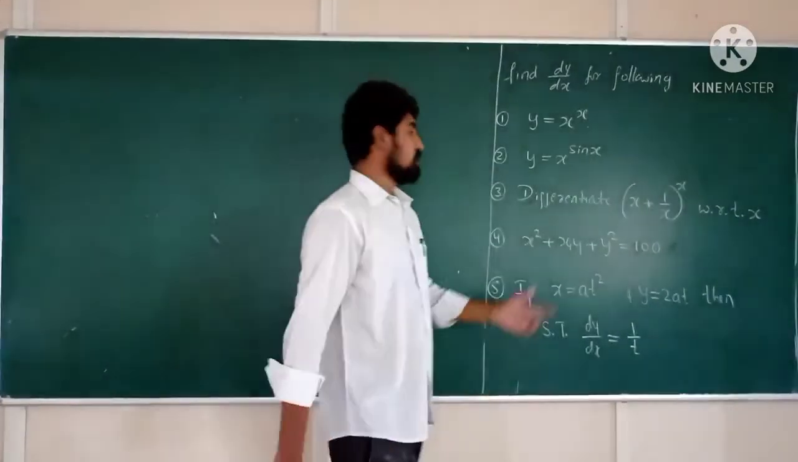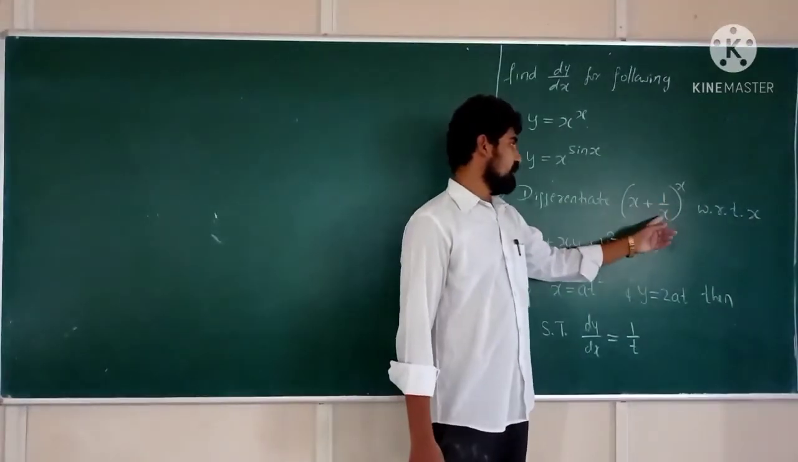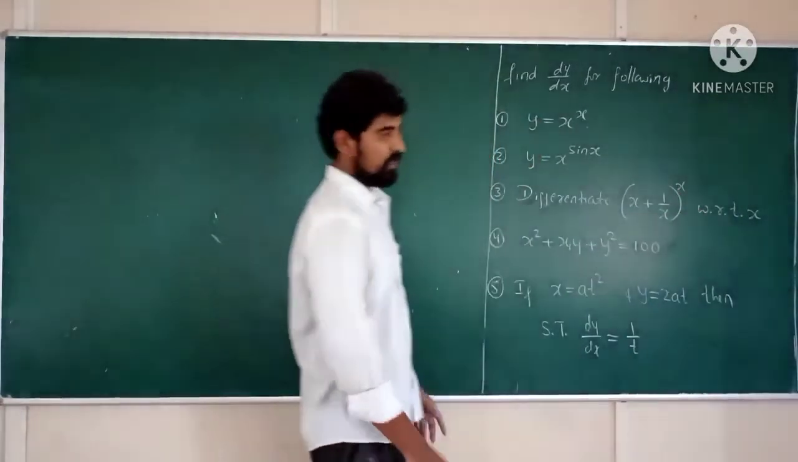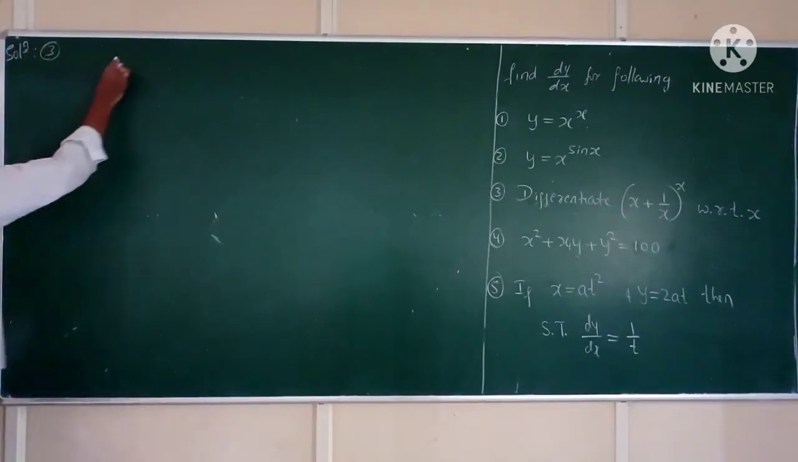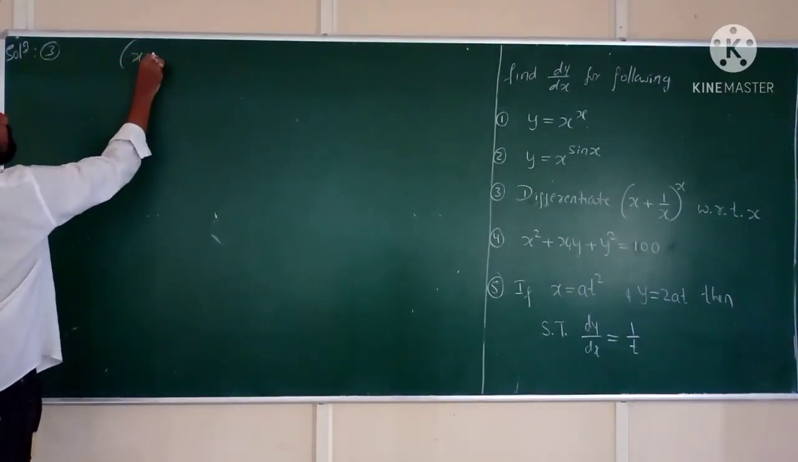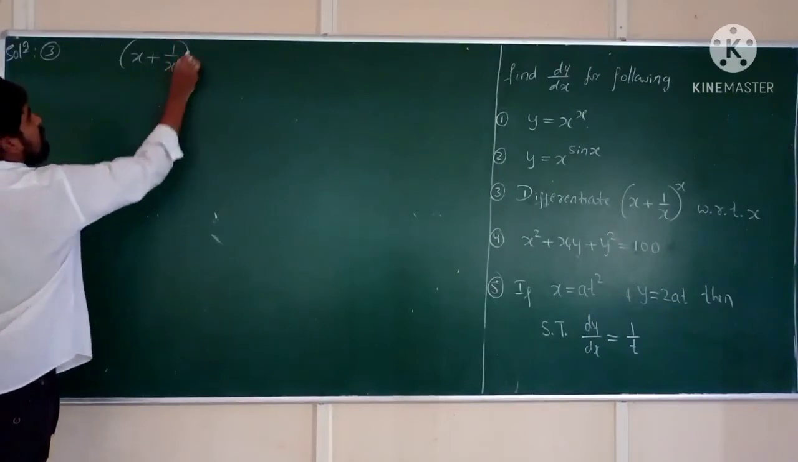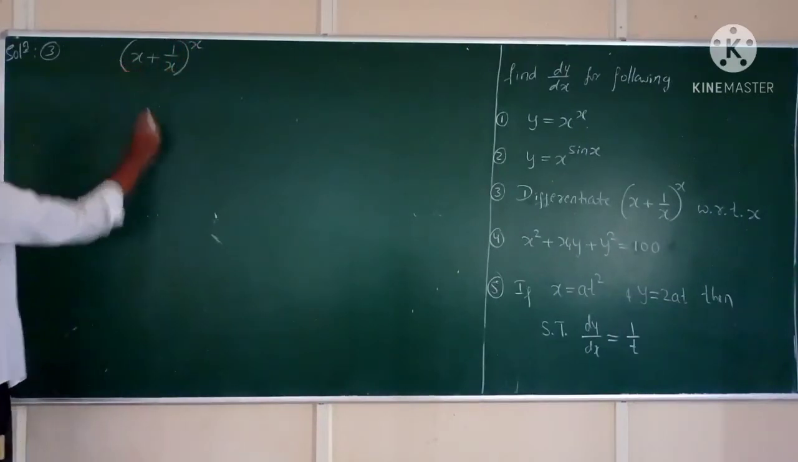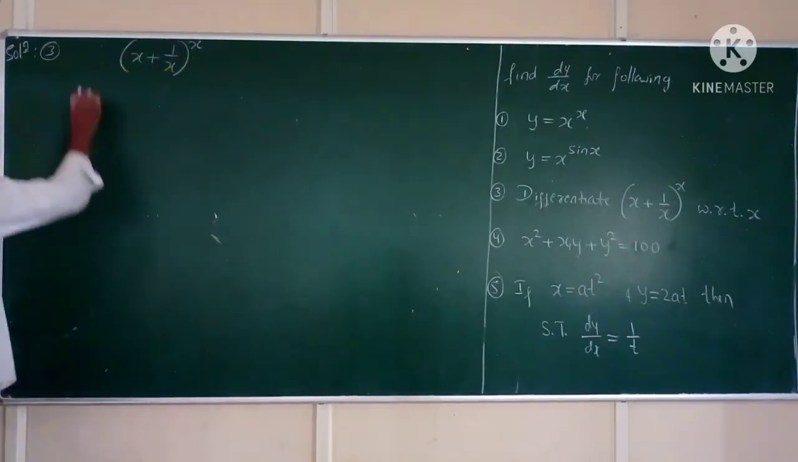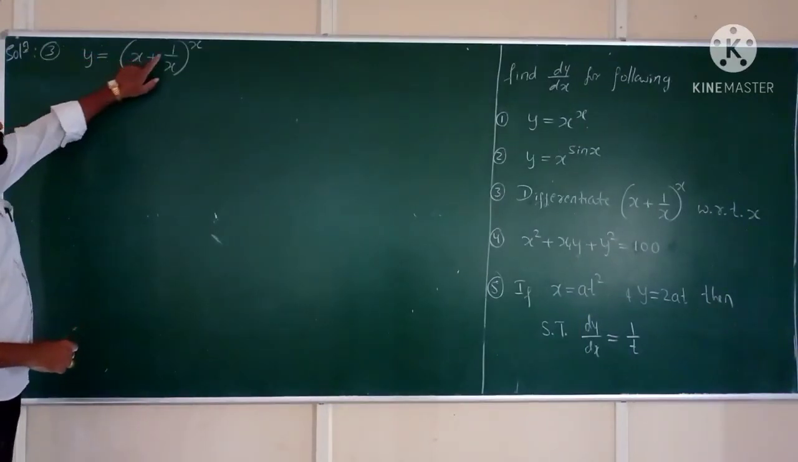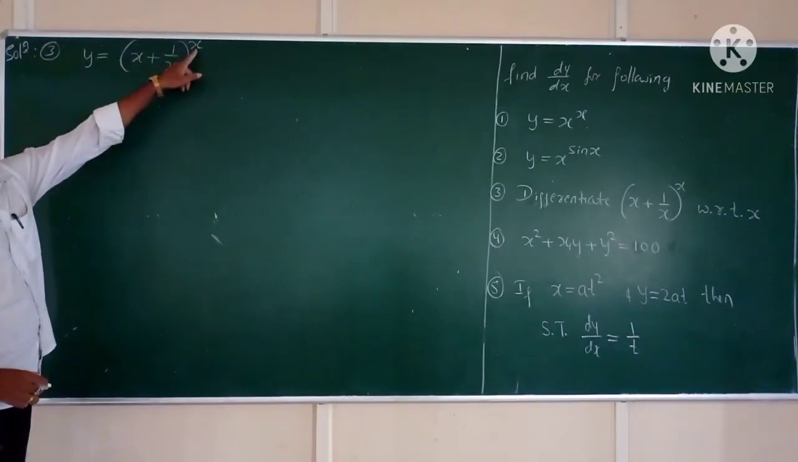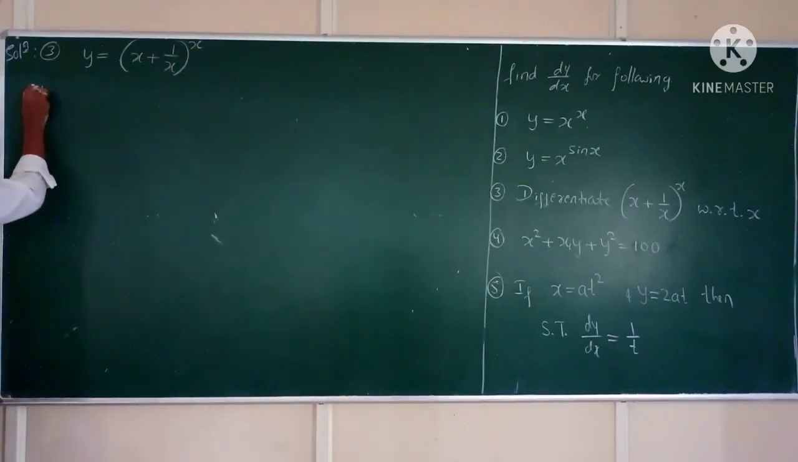So now the third question, differentiate (x plus 1 by x) power x with respect to x. Let's start the solution. So here we need to differentiate (x plus 1 by x) power x with respect to x. So for that, let us consider this equal to y. And (x plus 1 by x) power x is of the form f(x) power g(x). So that's why we need to take log on both sides.